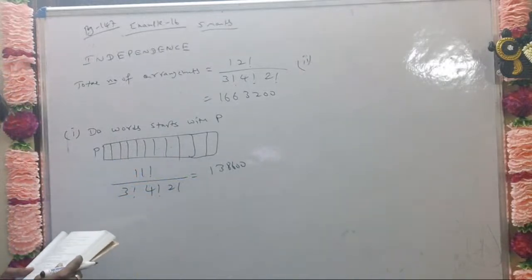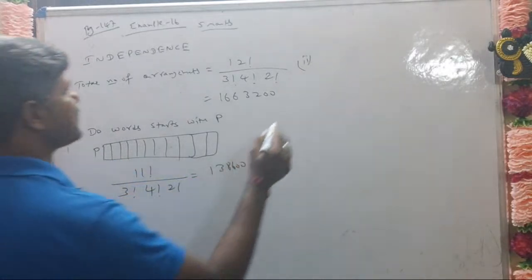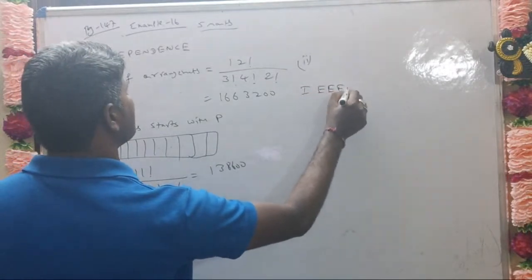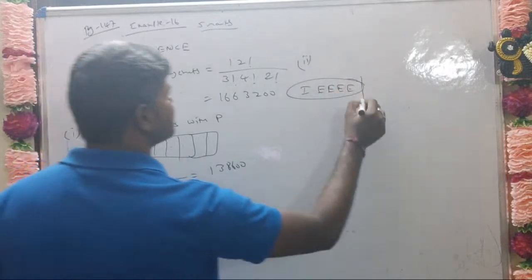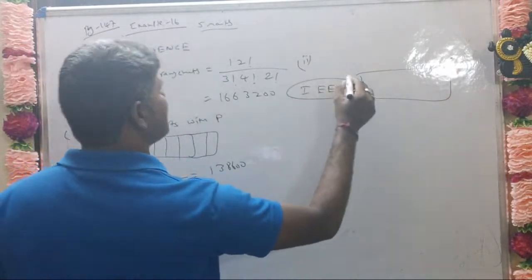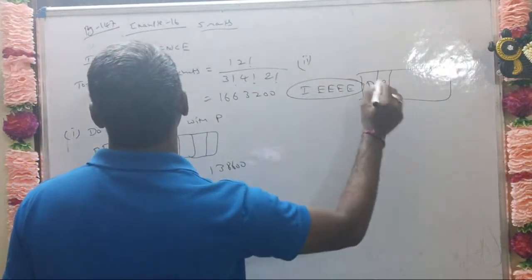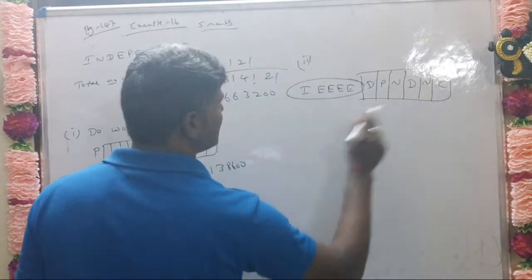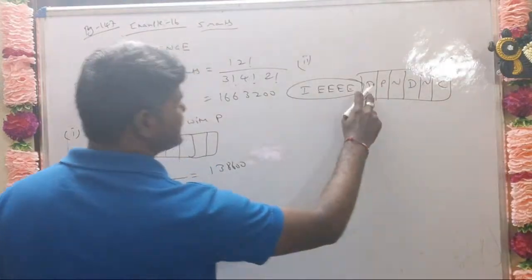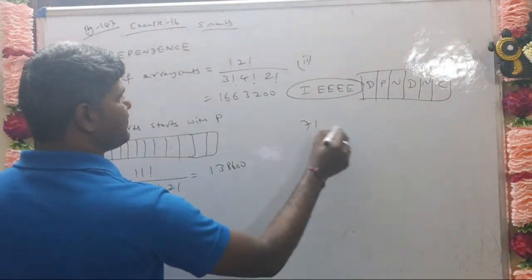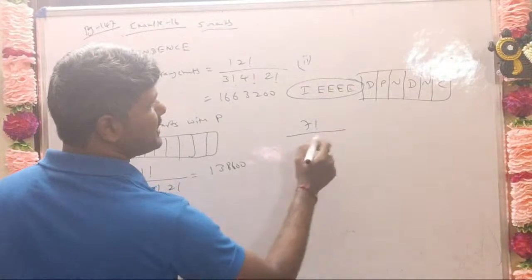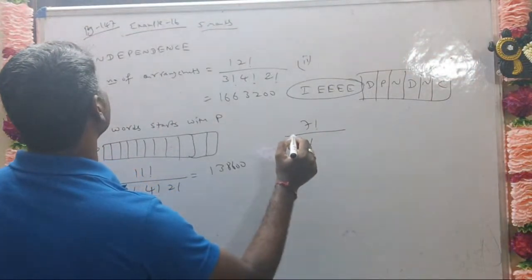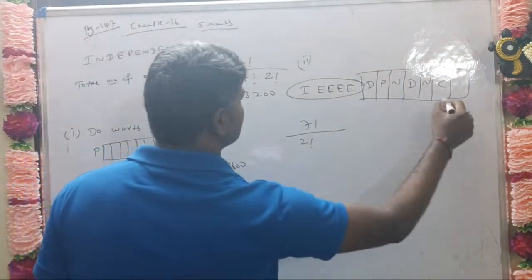Do all the vowels always occur together? All the vowels occur together. I, E, E, E, E. 4 E's together. Remaining letters how many are there? D, P, N, D, N, C. 1, 2, 3, 4, 5, 6. These are one letter. 7. 7 factorial by. In this D repeated how many times? 2 times. N repeated how many times? N repeated 3 times actually. So wrong I wrote.